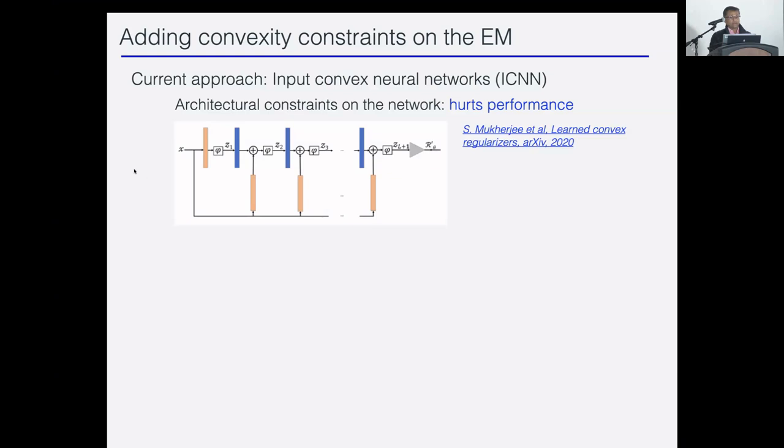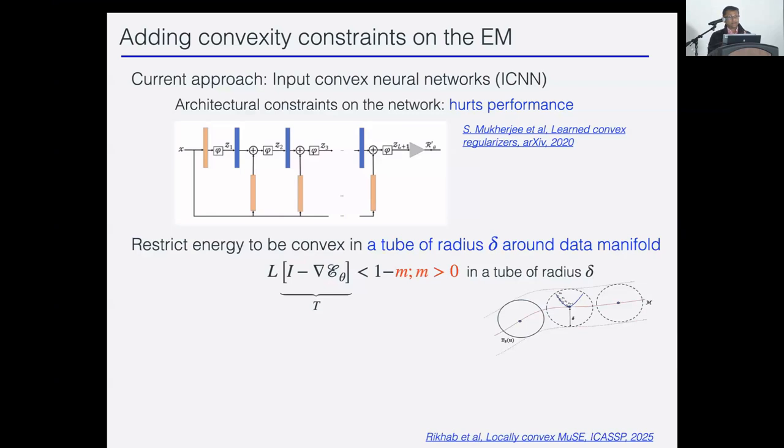One simple approach is by using ICNN, or the input convex neural network. Basically, it's a neural network flavor where you add some positivity constraints on some of the layers, and that can guarantee that the network is convex. The problem here is, again, performance. When you add constraints on your network, it hurts performance. So our idea is to not introduce these global constraints. We just enforce local constraints. We constrain the energy not to be convex everywhere, but just convex around the data manifold. So if your data is lying on a smooth manifold, we restrict the energy to be convex in a tube around it. And this can be done by using a simple Lipschitz constraint.